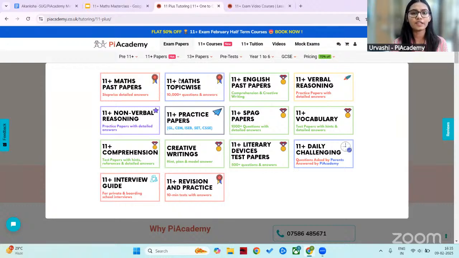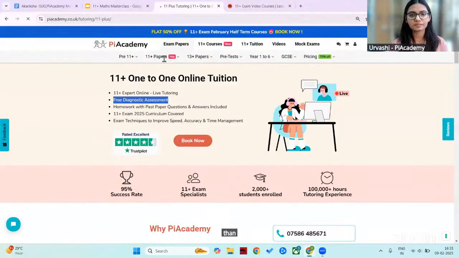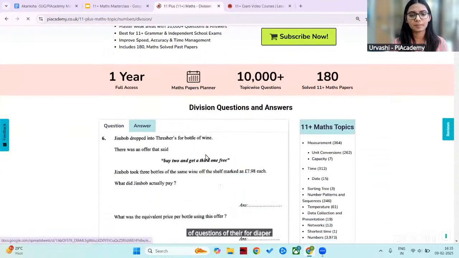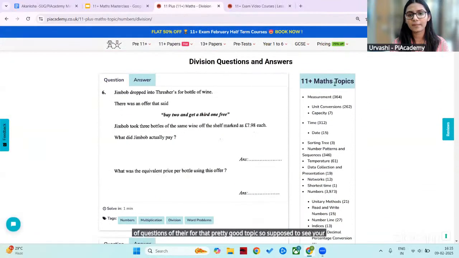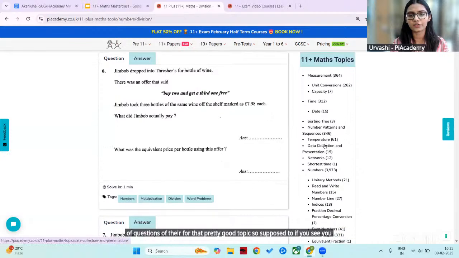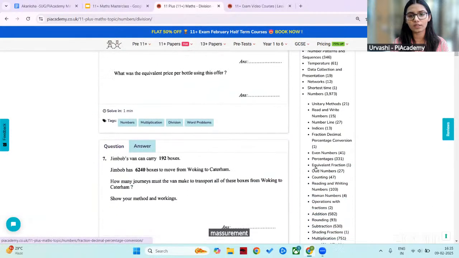So for that, we have special topic wise sections. If you hover on the 11 plus papers on the website and go to this topic wise section, you would be able to see that we have created an entire sorting of all the topics, and the number of questions for that particular topic. Suppose you see all the maths topics including measurement, and in the bracket you can see the number of questions for that topic, then time, sorting, tree, number, pattern, sequences, all these things are mentioned.